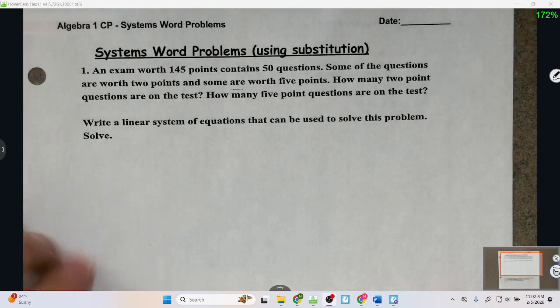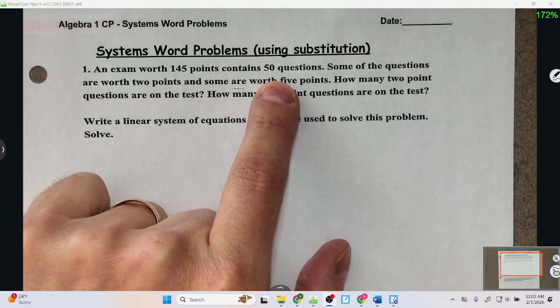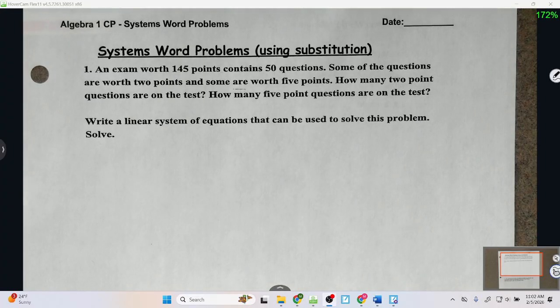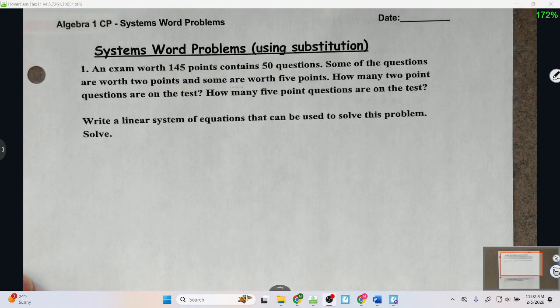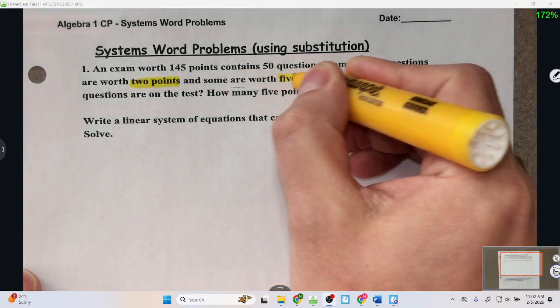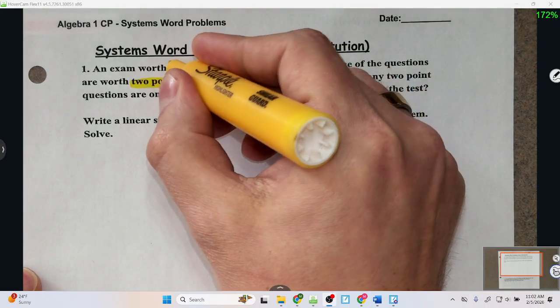Okay, an exam worth 145 points contains 50 questions. Some of the questions are worth 2 points and some are worth 5 points. So we want to highlight that. Guys, when I say highlight it, I mean literally highlight it. Some are worth 2 points and some are worth 5 points. And we know that the points total is 145.